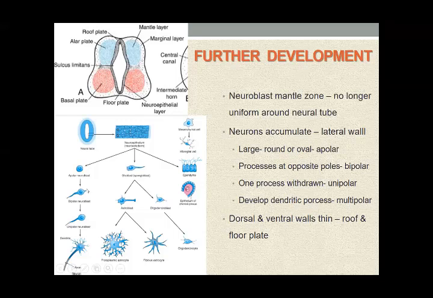अब दूसरे सूरत में either one process is withdrawn या फिर ये दो processes जो हैं they fuse with each other. Once again they become unipolar. And later on, अब कुछ cells unipolar रह जाते हैं, कुछ bipolar रह जाते हैं, but majority of the cells they develop the processes at the other end. So you have one main process which is the axon, and then you have multiple processes which are the dendrites. Hence, this becomes a multipolar neuron.